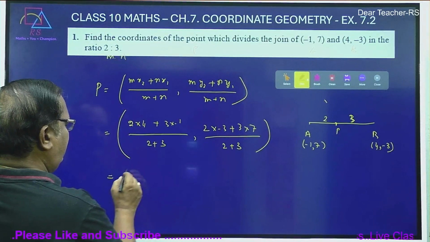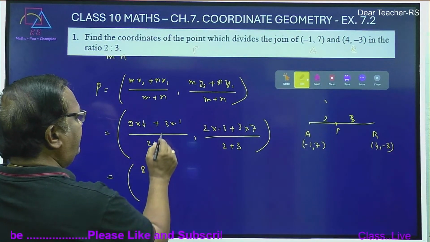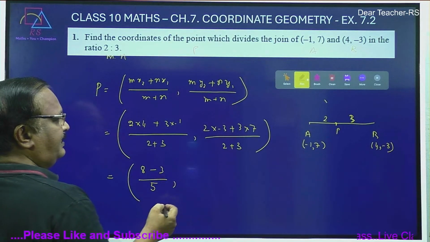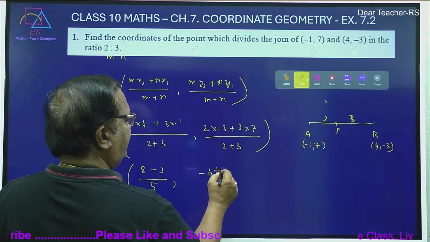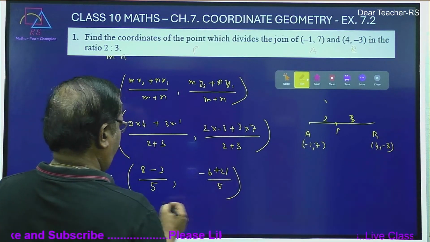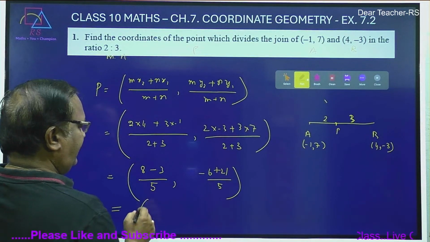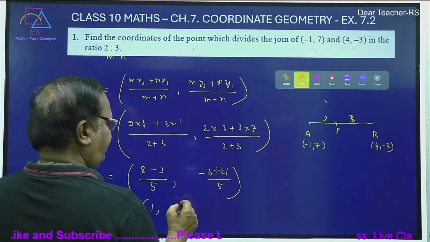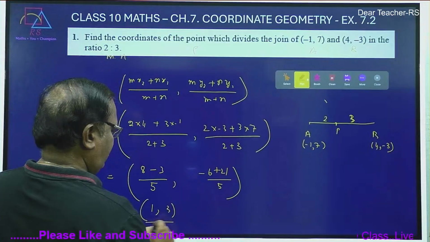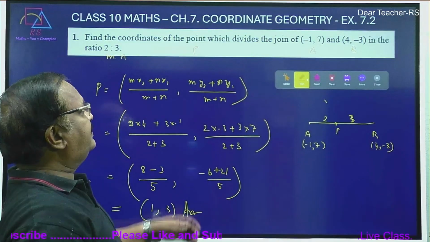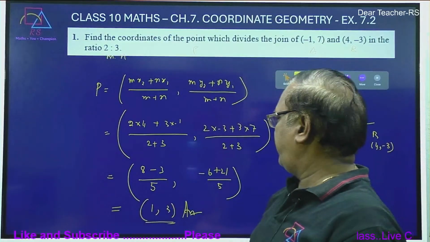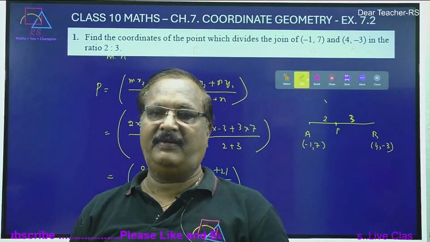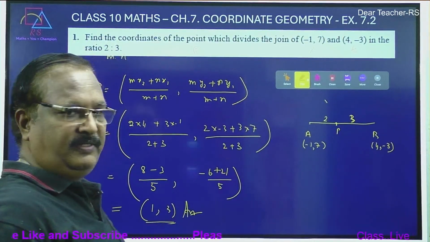So then how much is the answer? 2 into 4 is 8. This is minus 3 and 5. 3 into minus 1 is minus 3. This is minus 6 plus 21 by 5. So finally what you will get? 8 minus 3 is 5, 5 by 5 is 1. 21 minus 6 is 15, 15 by 5 is 3. So it is the answer. The coordinates of P is equal to 1 and 3. Okay, I hope you have understood. I will go to the next question.